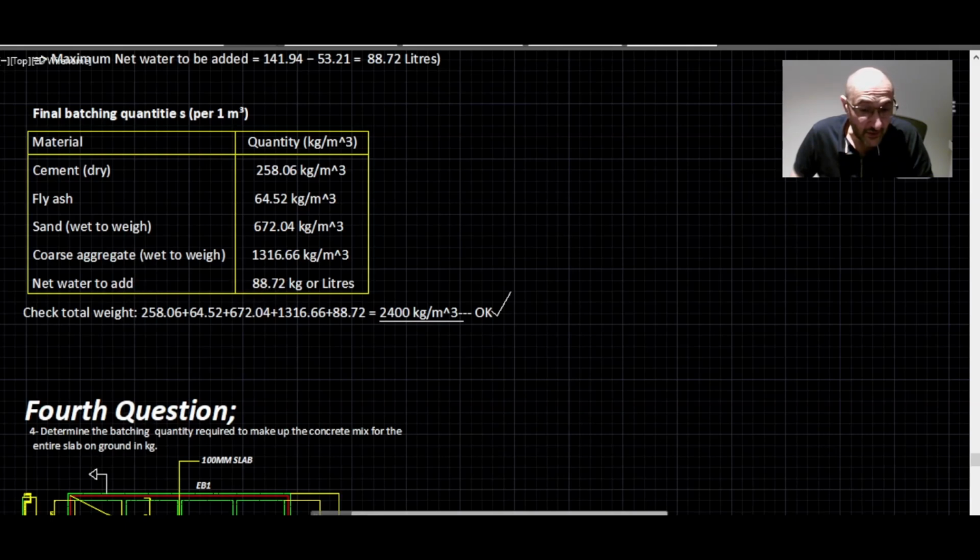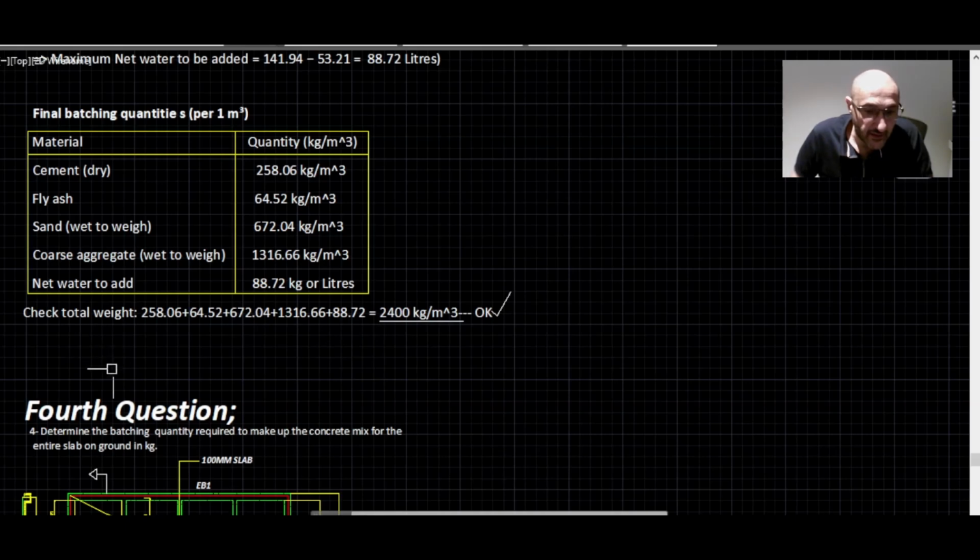At the end here, we have the net water to add, which is 88.72 liters. Now, to check the total weight, if we add all of this together, we will get the normal density that we started off with, which is 2400 kilogram per meter cubed. And this is how we do a quick check, and we know that we are going on the right track.